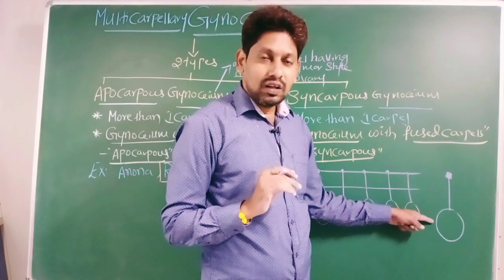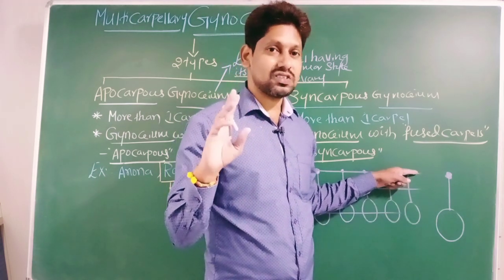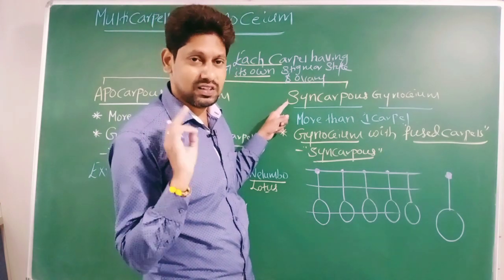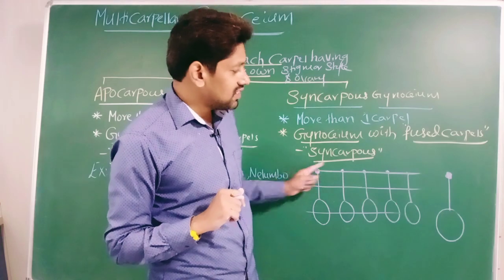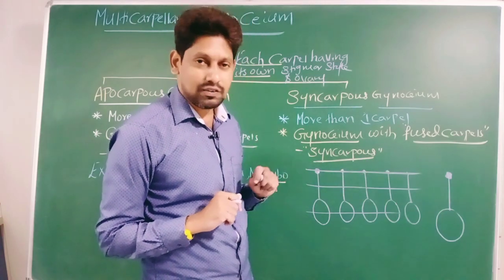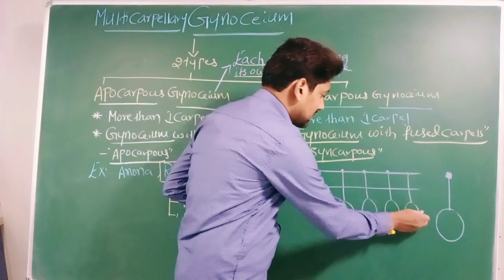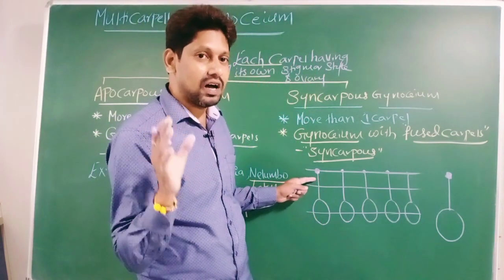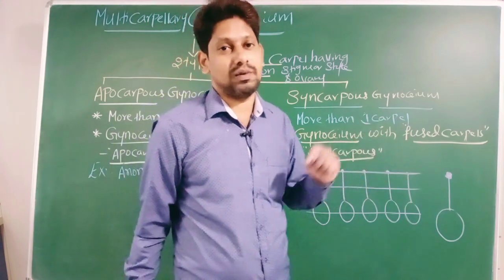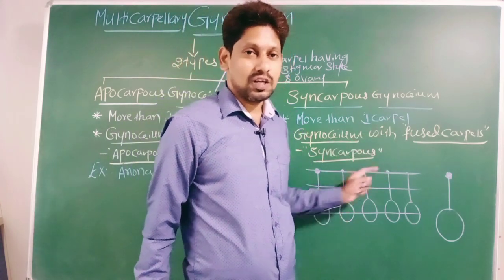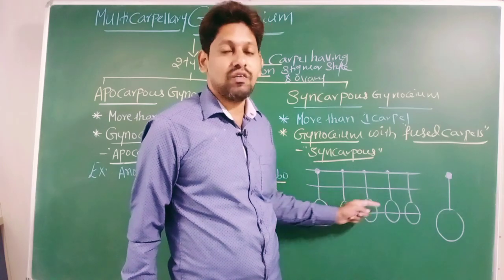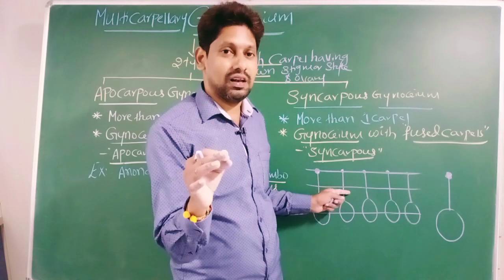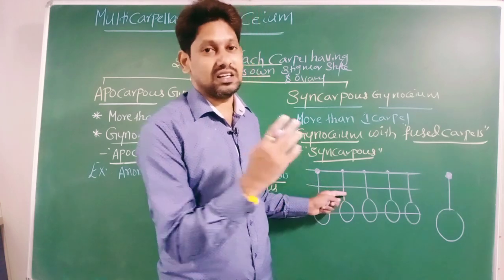Therefore, each carpel is not having its own stigma, style and ovary. In the case of what, sir? Syncarpous gynecium. Now listen to the statement. Sir, in this case, 5 stigmas are fused, 5 styles are fused, 5 ovaries are fused. It means all the parts of the carpel are fused. It means this is complete syncarpous.